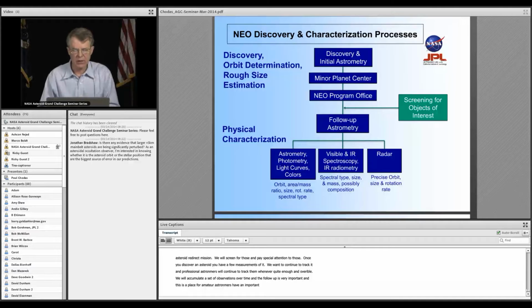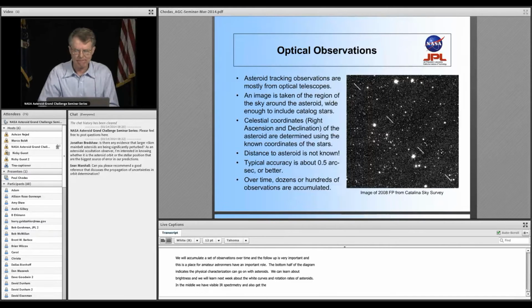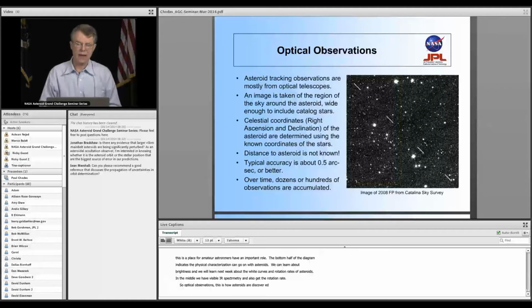The bottom half of this diagram indicates the physical characterization that can go on with asteroids. We can learn about their brightness, the photometry. We'll learn next week about the light curves and rotation rates of asteroids. In the middle, we have visible and IR spectroscopy, spectral types. We'd like to know what their composition is. On the right, we're interested in radar. Radar will give us a very precise orbit because we can use that in the orbit determination. We can also get the rotation rate. So, optical observations. This is how asteroids are discovered and tracked.